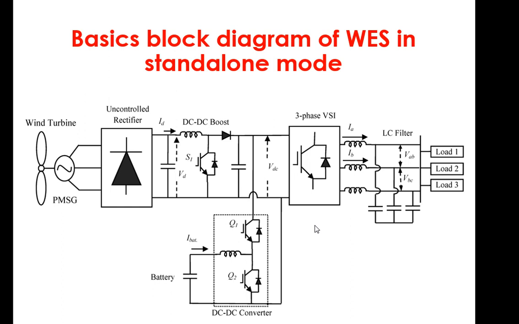This is the basics of the block diagram of the wind energy system. In a similar way, over here there are basic block diagrams, of which there is more than one. In this case I just want to show the wind and battery system only, but over here, see, this is a bidirectional DC to DC converter.